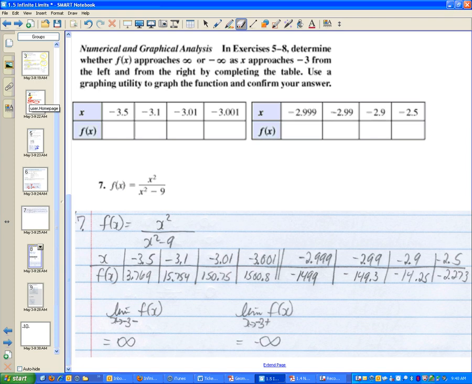They didn't ask us to, but can we sketch a rough graph of that? Yeah, you just do this. You put a vertical asymptote there at negative 3. As x approaches negative 3 from the left, you'd get that. From the right, you'd get that. And I don't know what happens the further away we get from our vertical asymptote, but I know that's what it looks like near it. Okay?